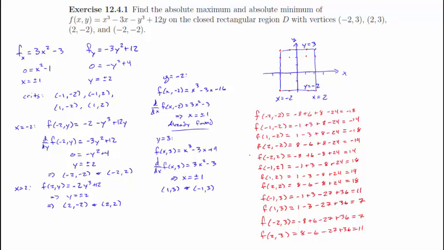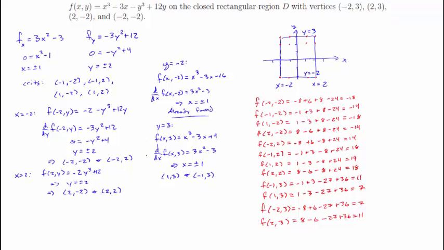Now to determine what my absolute max and absolute min is, I go ahead and take all of these critical points that we found. There are a total of 12 of them, and I plug them all into the function. I'm starting at the bottom left corner and going right, and then going up to the next row of dots and working across and so forth.